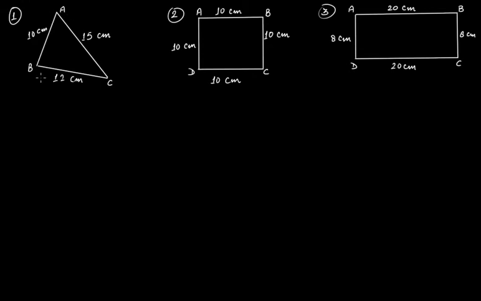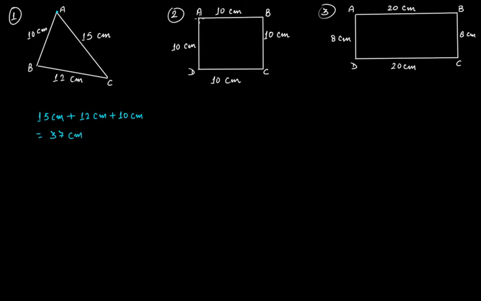Now this is a triangle, and if I assume that I start from this point A and travel first from A to C, that is 15 centimeter, plus C to B, that is 12 centimeter, and from B to A, that is 10 centimeter. This will be equal to 15 plus 12 is 27 plus 10 is 37, that is 37 centimeter.